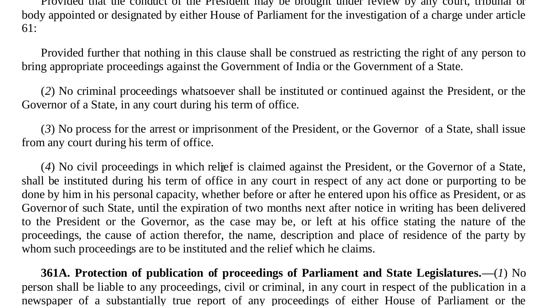4. No civil proceedings in which relief is claimed against the President or the Governor of a State shall be initiated during his term of office in any court in respect of any act done or purporting to be done by him in his personal capacity, whether before or after he entered upon his office as President or as Governor of such State, until the expiration of 2 months next after notice in writing has been delivered to the President or the Governor, as the case may be, or left at his office, stating the nature of the proceedings, the cause of action therefor, the name, description and place of residence of the party by whom such proceedings are to be instituted, and the relief which he claims.